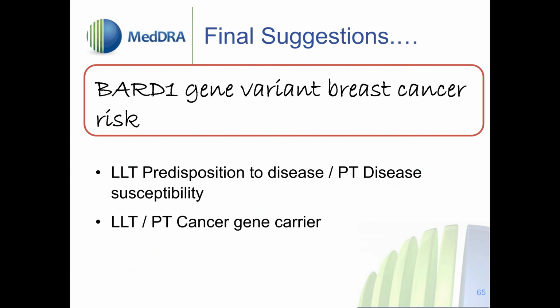And based on what we've seen so far, we would code it to predisposition to disease because it is something inherent to the patient, and we would select cancer gene carrier. We did think about gene mutation, but when we reflected on it, and particularly after this morning's session, when we gave this session, we've decided that cancer gene carrier is probably a better match for what's been reported here.